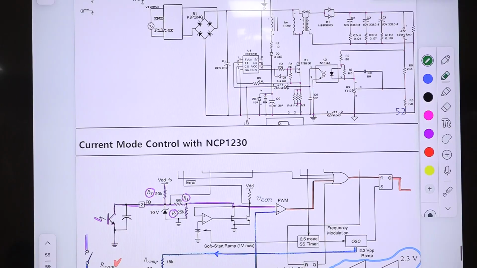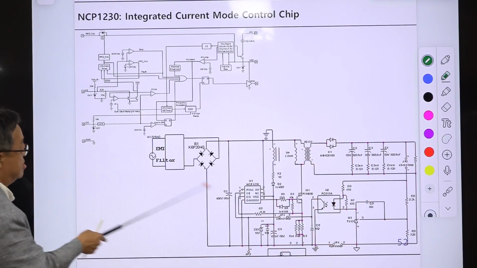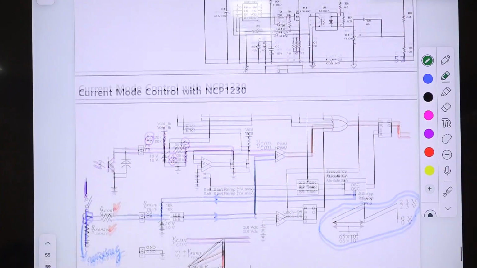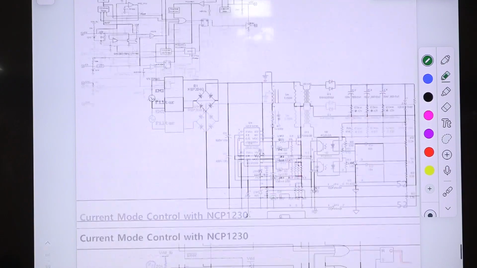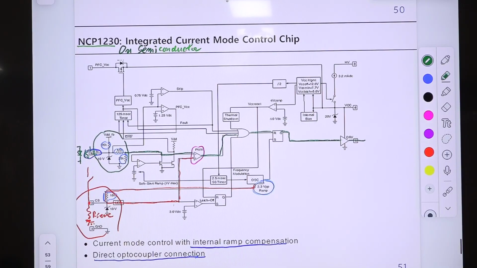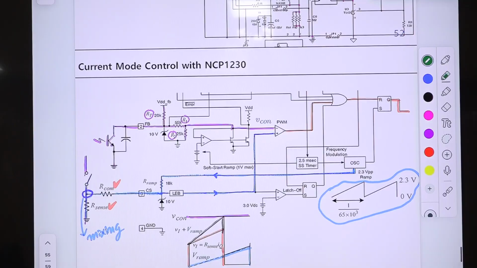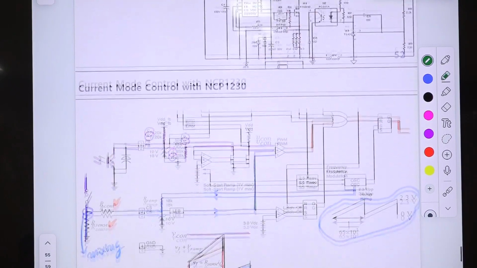I combined the two, this one and this one, so part of this is inside of this one. And this shows some details of the schematic or functional diagram of this NCP1230. This is just the magnified version of this.